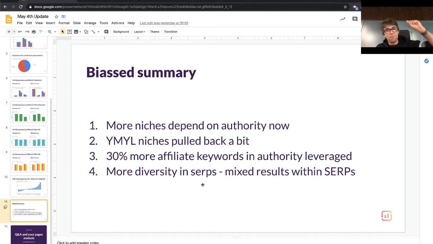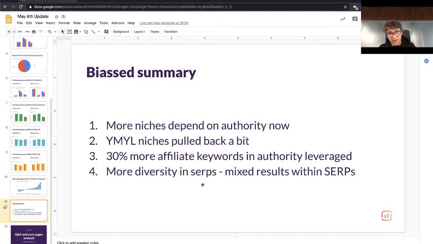So more niches depend on authority now. Your money, your life niches pulled back. 30% more affiliate keywords in the authority leveraged group, and that means that doing affiliate will be a bit harder with small niche sites, and there is more diversity in SERPs as mixed results appear more frequently in the SERPs.